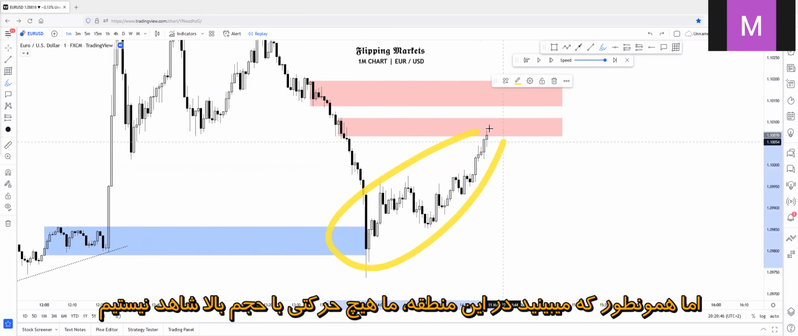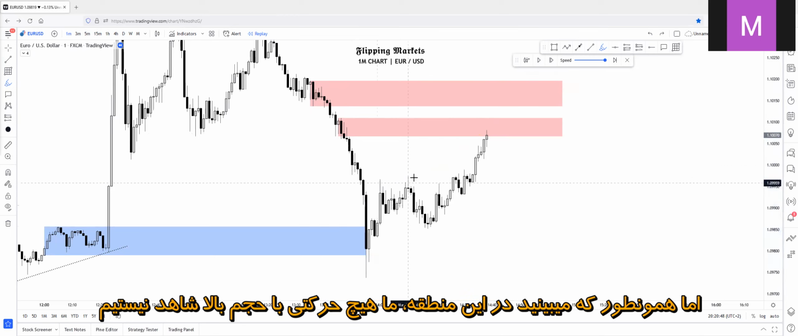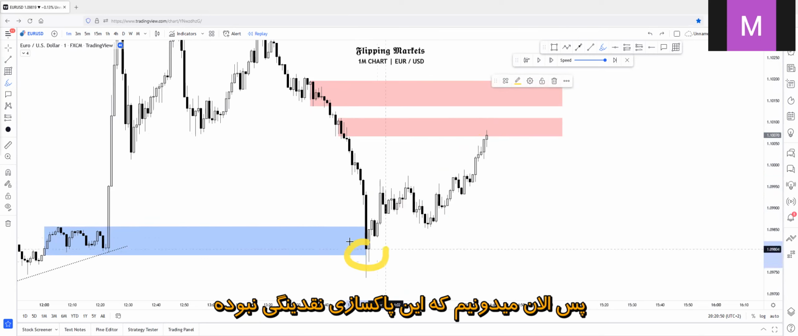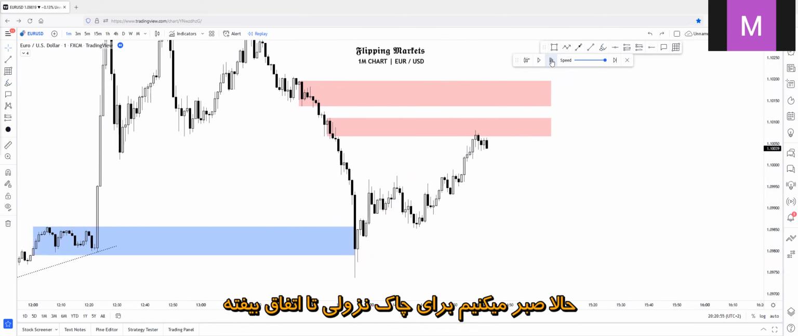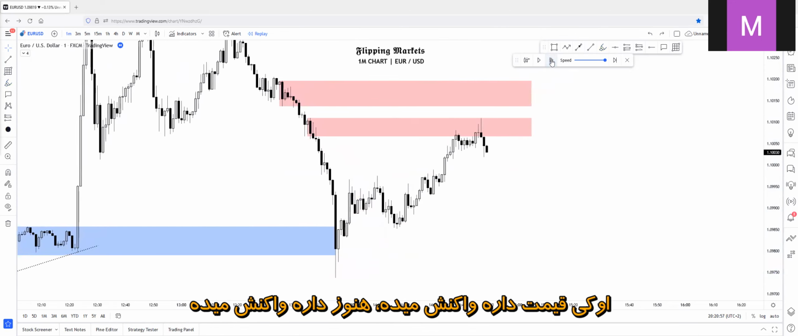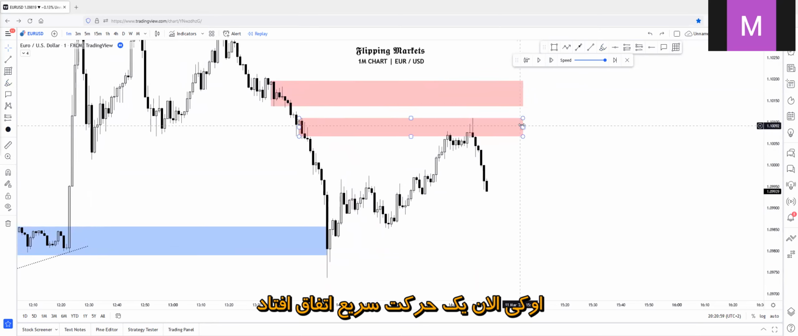As you can see, at this region, we can't really find high volume movements. So this is not high volume. So we can know that this wasn't a liquidity sweep. Let's just wait for a change of character. Okay, price is reacting, still reacting. Okay, an aggressive movement.